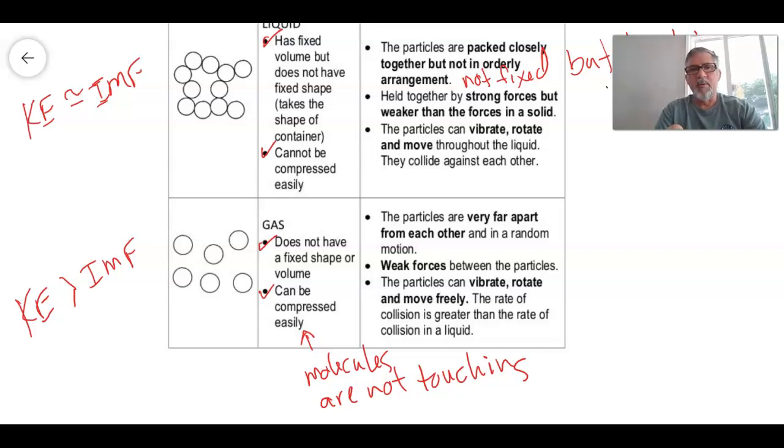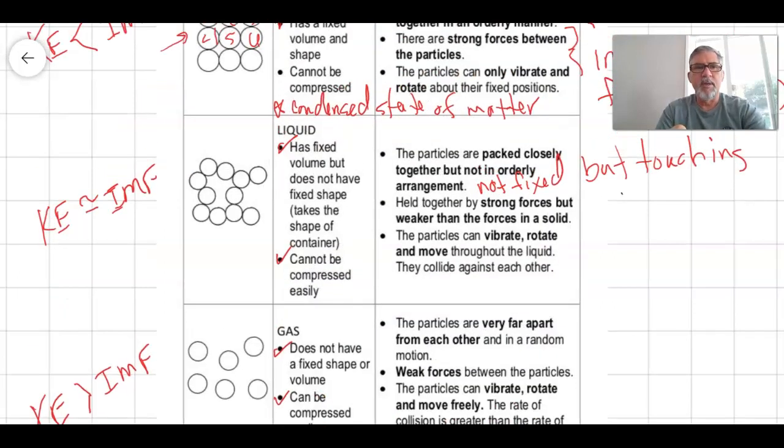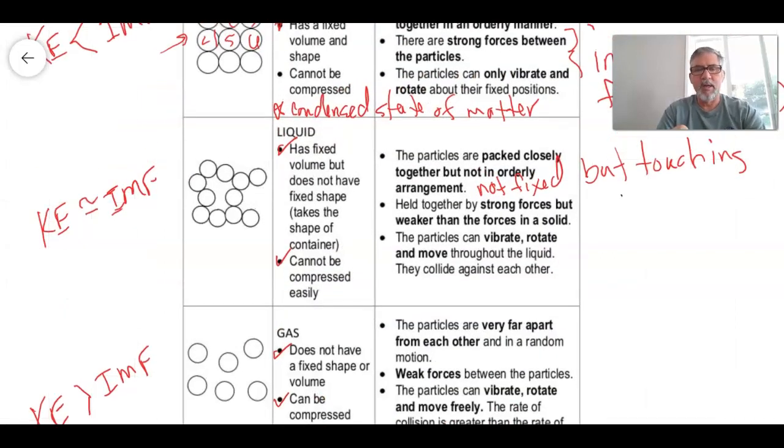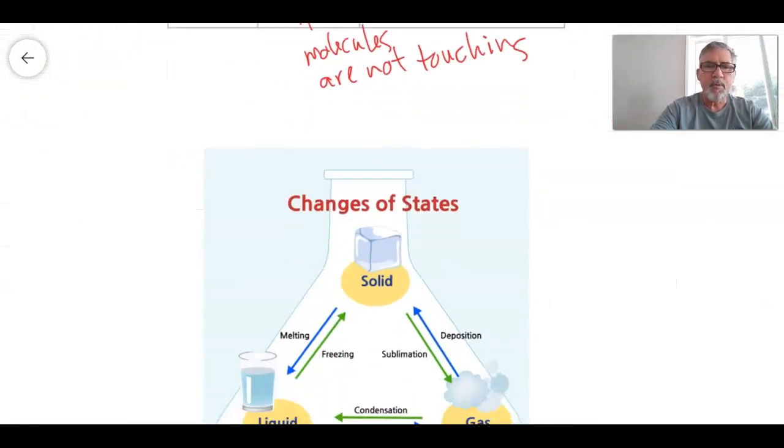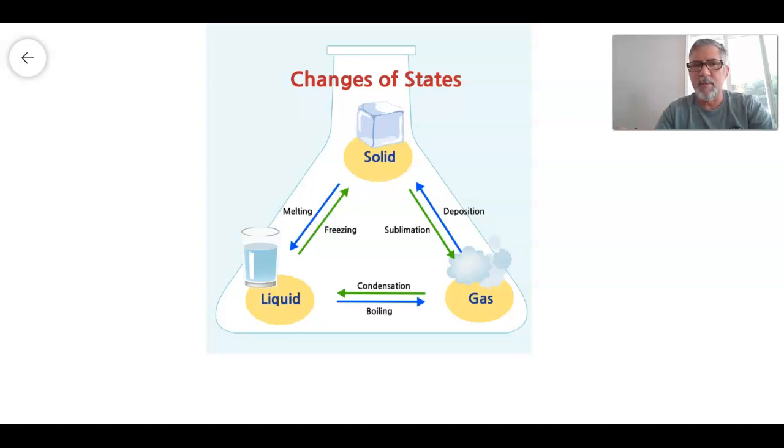So if I want to make a liquid into a gas, I simply have to add kinetic energy. If I want to make a solid into a gas, I have to add kinetic energy. If I want to make a gas into a liquid, I have to remove kinetic energy. So that explains the states of matter.